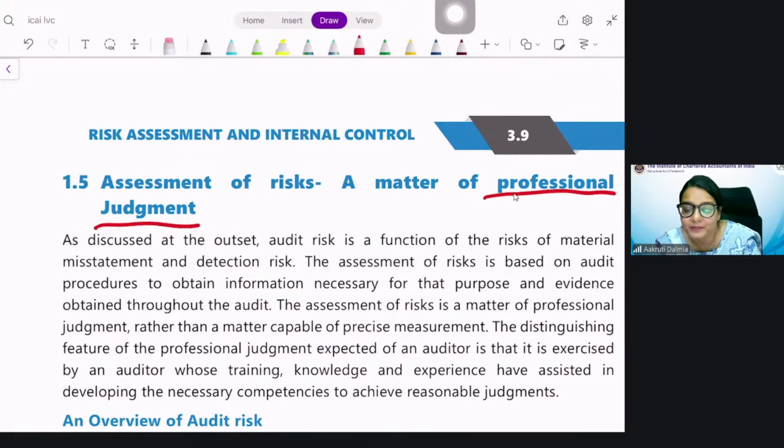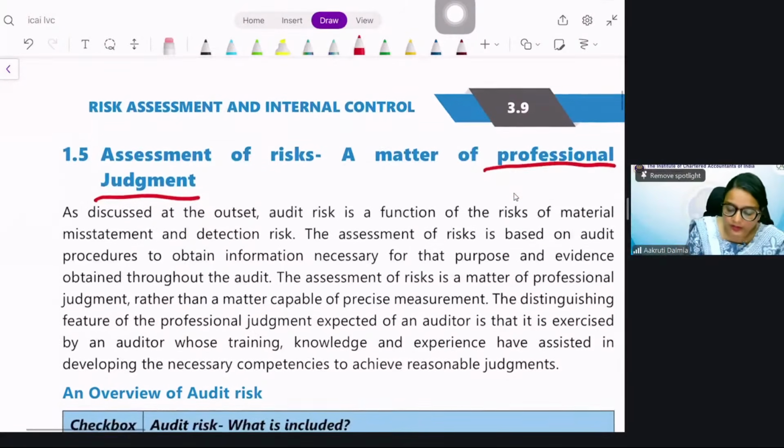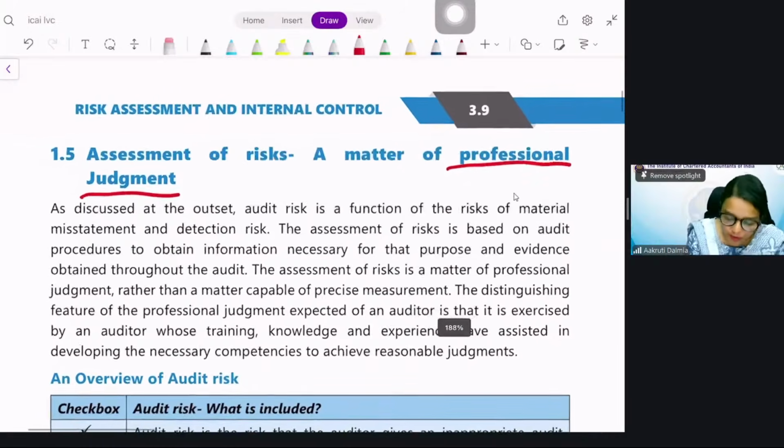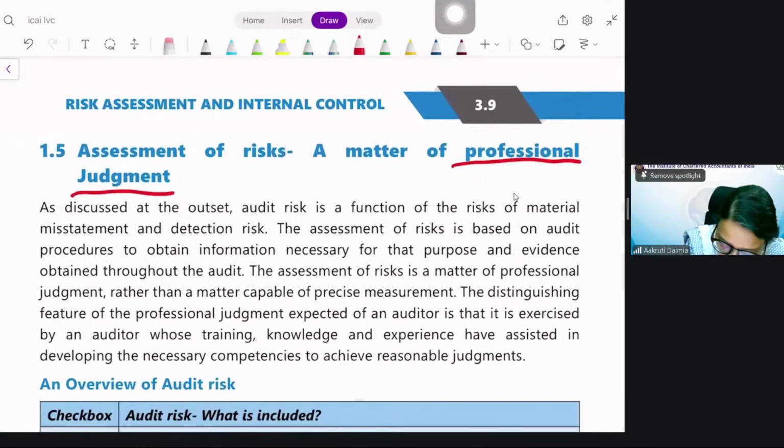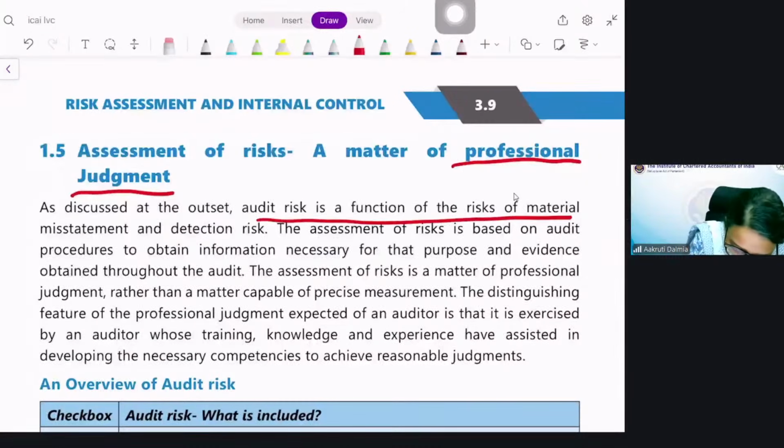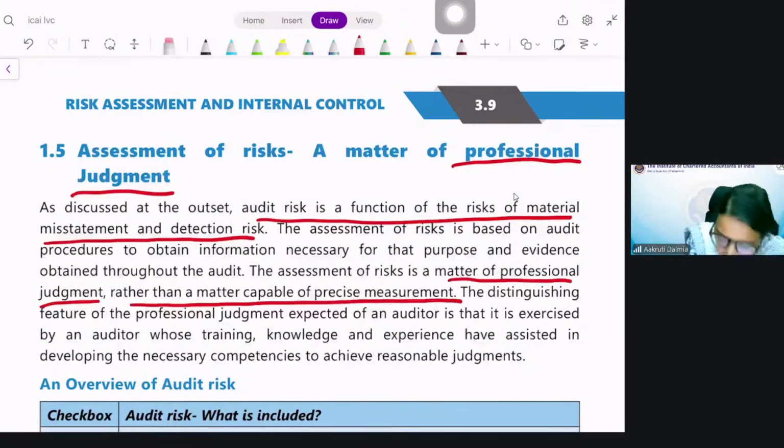Do you understand? That is why when you clear CA and become an auditor, you have at least the articleship experience so that you can start doing the audit. Okay. So assessment of risk is a matter of professional judgment. As discussed at the outset, audit risk is a function of the risk of material misstatement and detection risk. The assessment of risk is based on audit procedures to obtain information necessary for the purpose, and evidence. The assessment of risk is a matter of professional judgment rather than a matter of precise measurement.